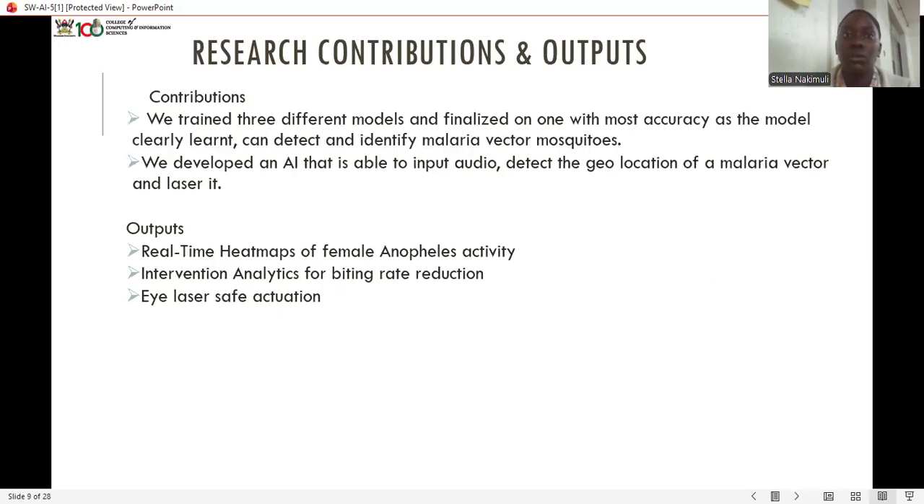Moving on to the contributions. So mainly, we trained 3 different models, and finally, the one with the best accuracy was chosen. So some outputs: we got some heat maps of the malaria vector activity, and we got some laser self-actuation.